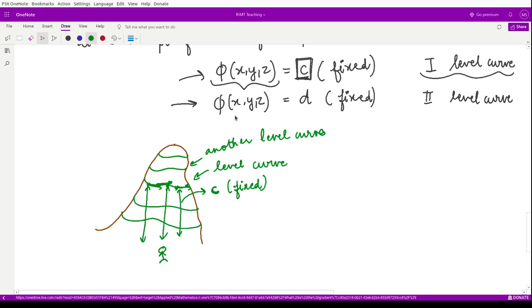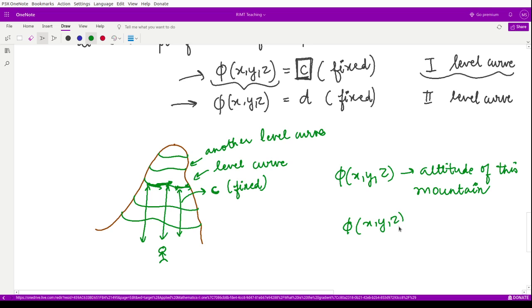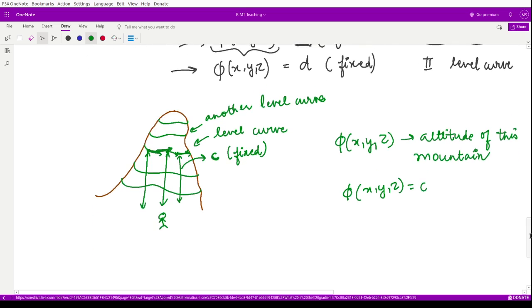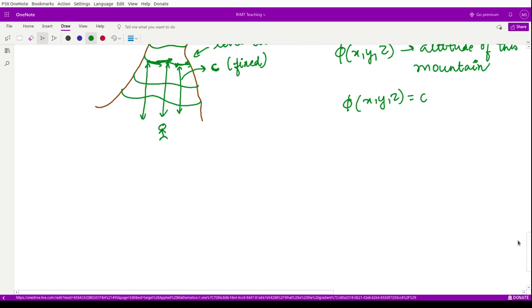So the function here, which defines the altitude in this particular case, the function phi of x, y, z, which defines the altitude of this mountain, the level curve would be such that this altitude is fixed for a certain curve. Okay, so this is about the level curve. So now let me give you the physical significance of the gradient.